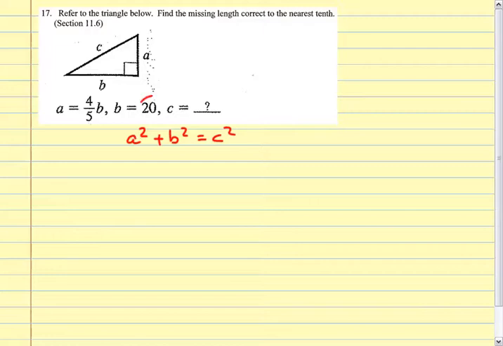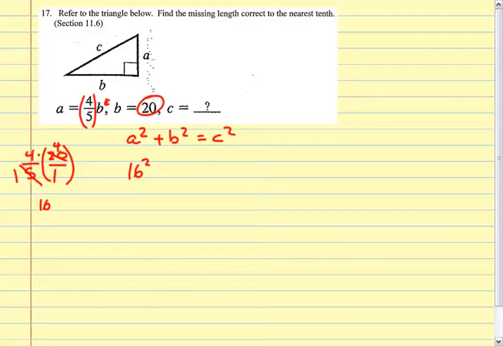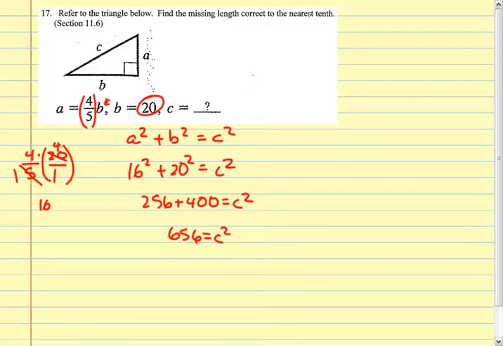Now, in this case, I know that b equals 20, and a equals 4/5 times b. Okay? So that's going to be 4/5 times 20. I can reduce this. That's 1, and that's 4. 4 times 4 gives me 16. So a is equal to 16 squared. And then it's b, which is 20 squared, is equal to c squared. That's going to give me 256 plus 400, which is equal to c squared. That's going to give me 656 equal to c squared.